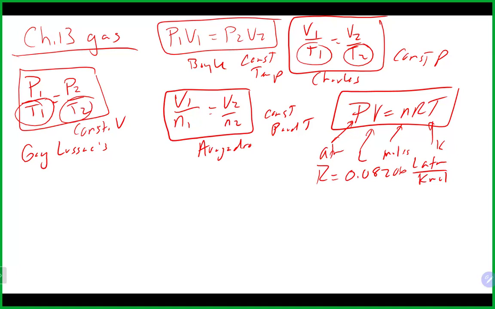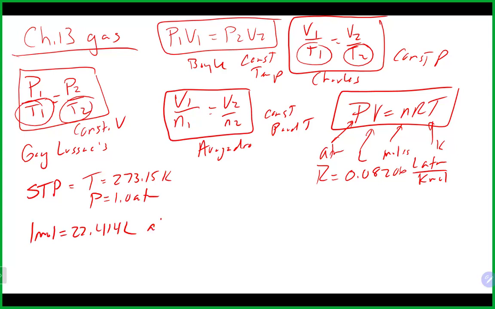And we also talked about STP, which is standard temperature and pressure. That is a temperature of 273.15 Kelvin and a pressure of 1 atmosphere. Remember, there is a relationship at STP that 1 mole of any gas will equal 22.414 liters at STP. So remember to use this conversion. You do need to be at STP. If it's not at STP, you should not use that conversion.